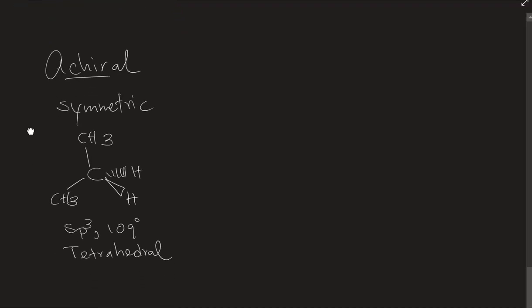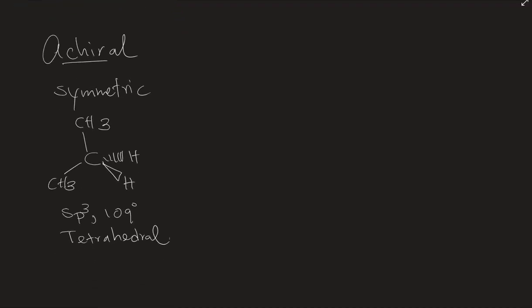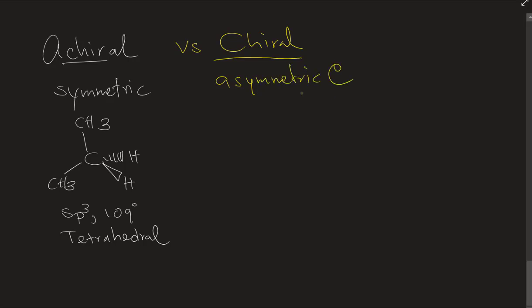Now, what's the specific thing this molecule has? It has a symmetry. You can cut through the two methyls. You can cut through the two hydrogens, right? Let's compare this one with the chiral compound. Now, chirals have asymmetry. That means they don't have a symmetry. It's an asymmetric carbon or asymmetric center. What's the asymmetry? Let's look at it.